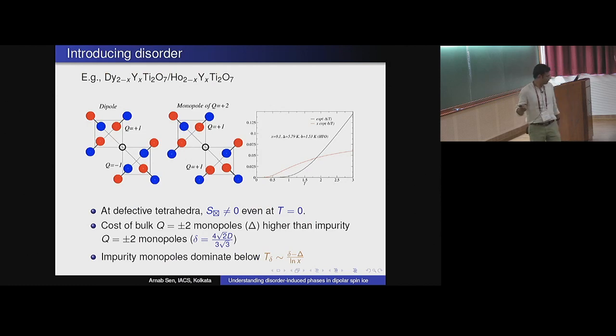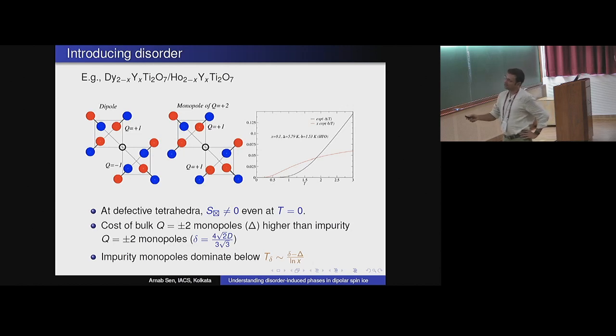Good. So now, what happens if you introduce disorder here? So this previous part is reasonably well understood. So what happens if you have disorder here? So in fact, you can experimentally do this, and people have already done that. So experimentally, what you do is instead of having all dysprosium or all holmium, you introduce some bit of some non-magnetic ion, something like yttrium, for example. And then the basic picture is that in your lattice, there's a certain finite fraction of these non-magnetic ions which just replace the magnetic ions. So you can think of them as holes.